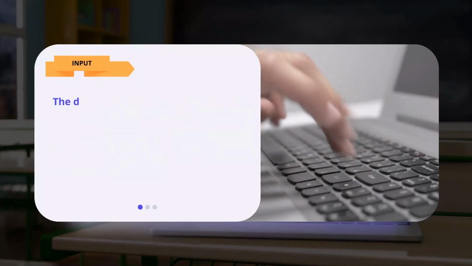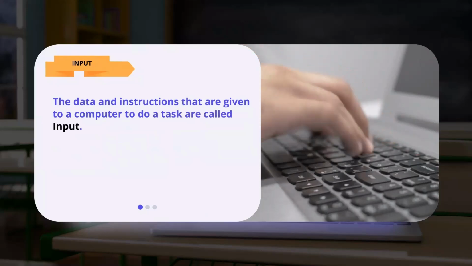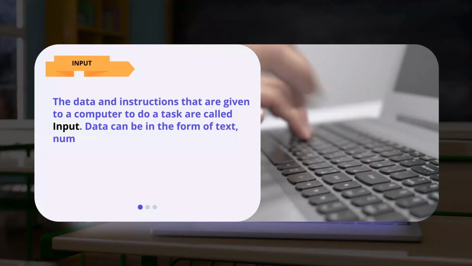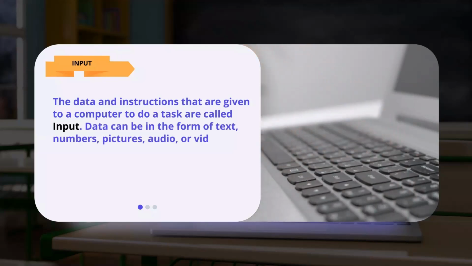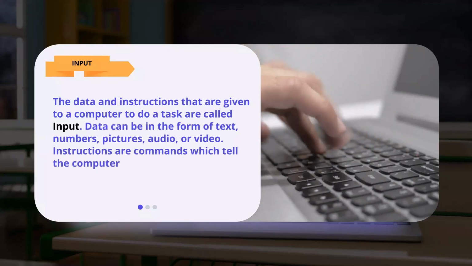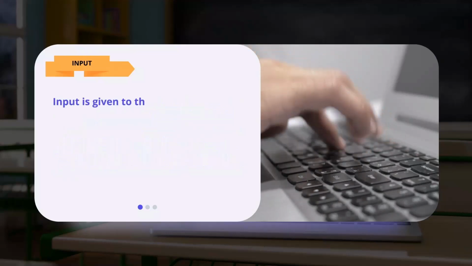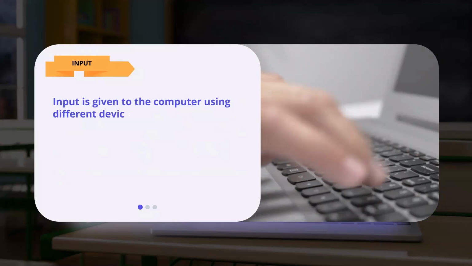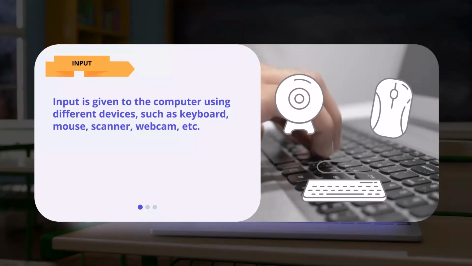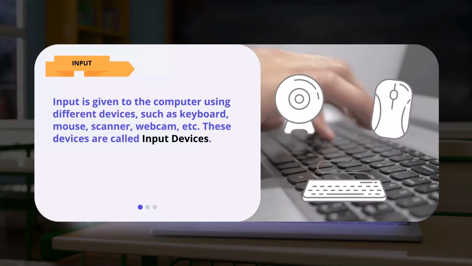Input. The data and instructions that are given to a computer to do a task are called input. Data can be in the form of text, numbers, pictures, audio, or video. Instructions are commands which tell the computer what to do with the given data. Input is given to the computer using different devices such as keyboard, mouse, scanner, webcam, etc. These devices are called input devices.